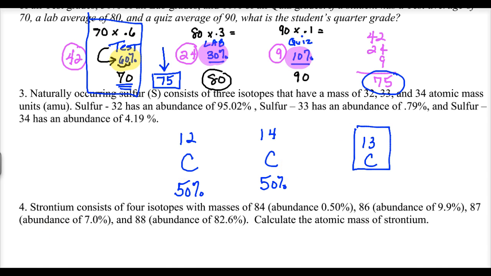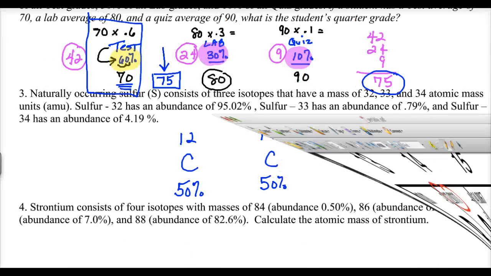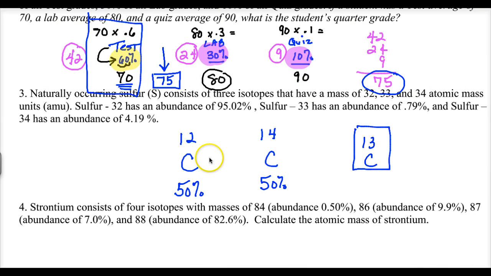Let's go to the periodic table. Well, carbon 13 is not written that way. It's carbon 12.01. Wait a minute, what's happening here? Why am I closer to 12 than I am to 13? Well, the number actually is not 13. The number is actually 12.01. Why am I so close to the 12?